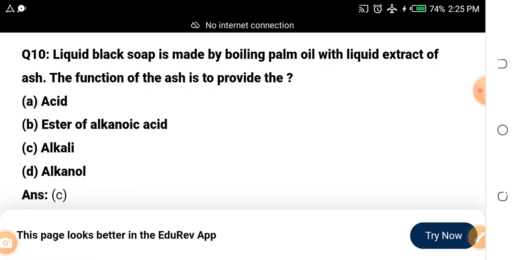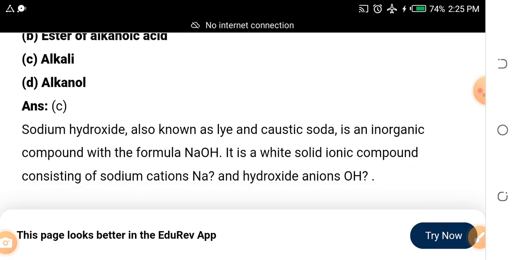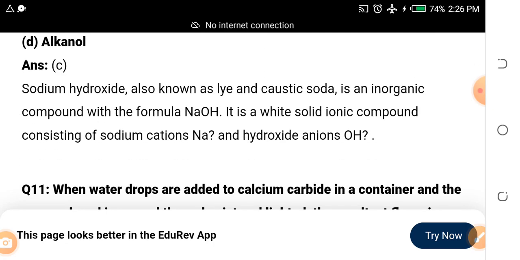The ash provides alkaline. Sodium hydroxide, also known as lye or caustic soda, is an inorganic compound with the formula NaOH. It is a white solid ionic compound consisting of sodium cations and hydroxide anions. That is cations and anions. Okay.